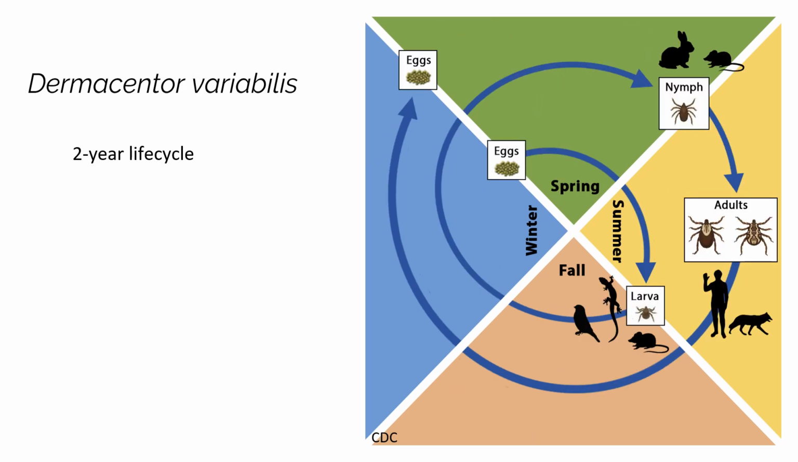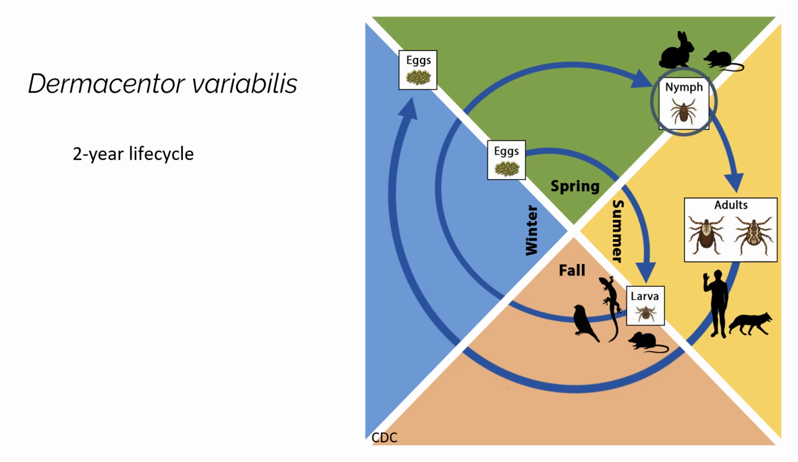Now let's review the life cycle of the American dog tick. Adult females lay their eggs in the late winter and in the early spring. Six-legged larvae hatch in late summer and feed on small animals and reptiles. This stage almost never feeds on domestic pets and humans, so it will be rarely seen.